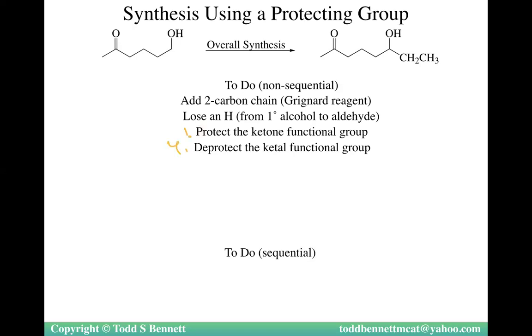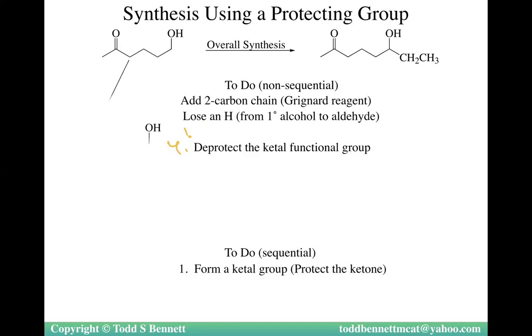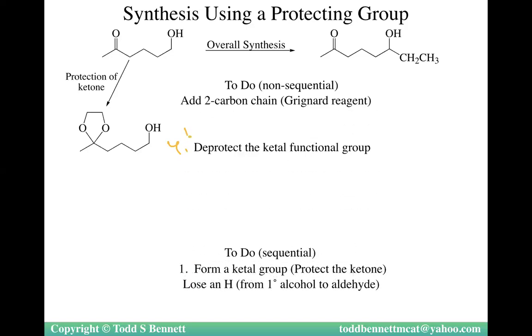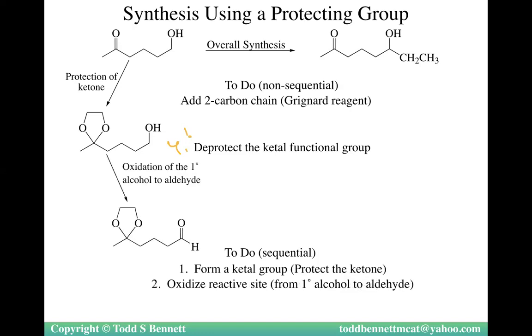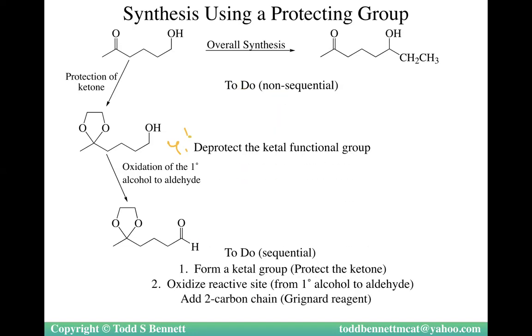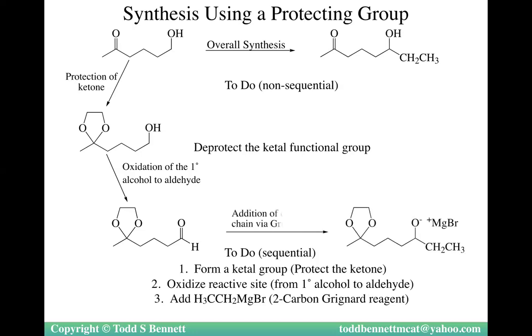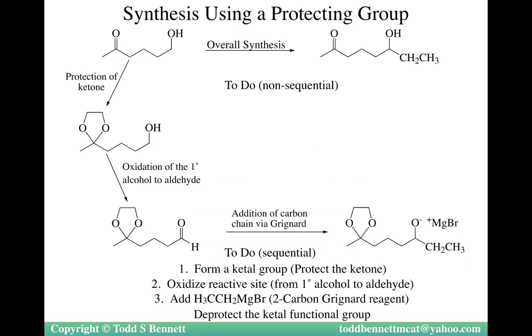Okay, so to do sequential, protect first. You protect it by having Bart Simpson protect your ketone. Second step, it doesn't react with an alcohol, so we have to turn it into something reactive. Losing an H means we have to oxidize it, PCC. Third, now we're going to do the Grignard step, add it. Knew that had to be third because it can't be fourth, because that's deprotect. And then last step, deprotect.